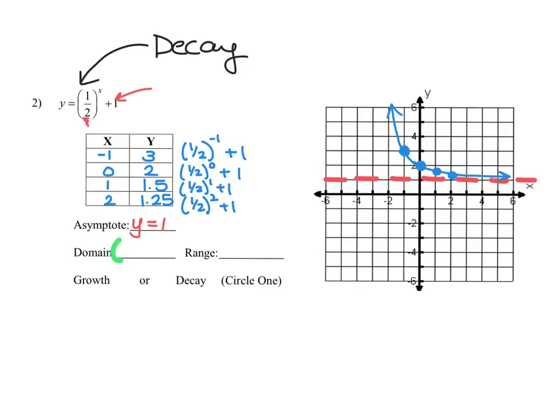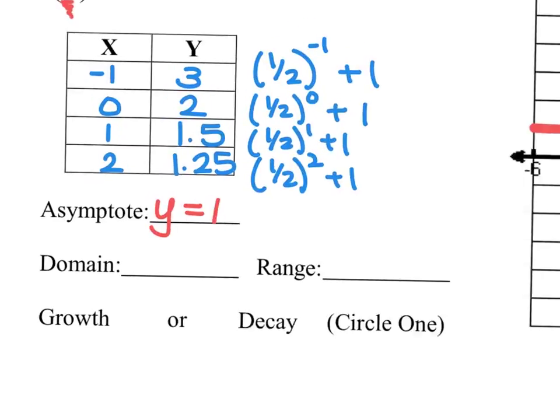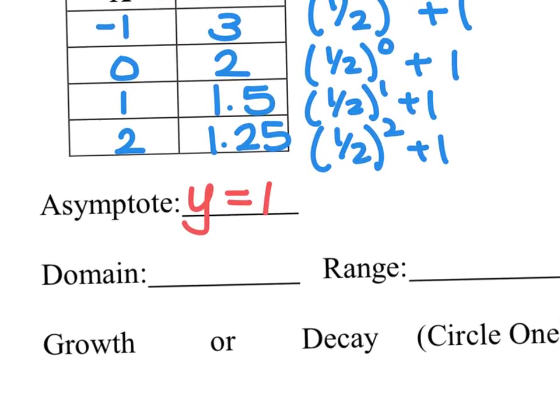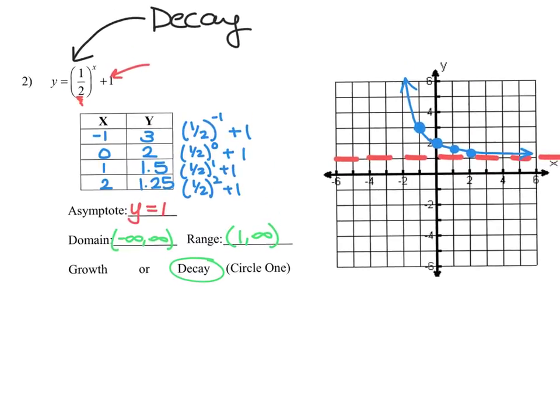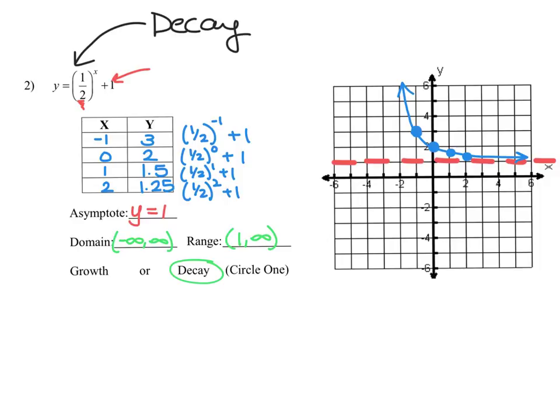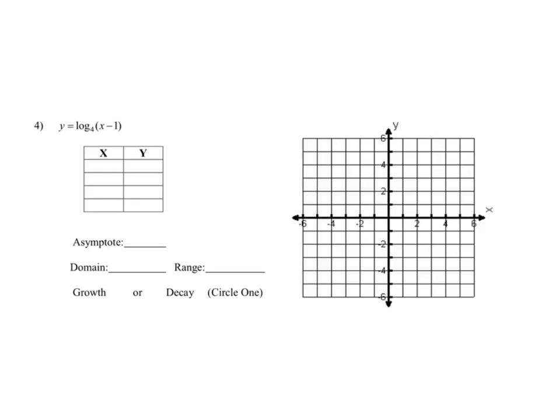And the domain, okay, so for all exponential problems, decay or growth, it doesn't matter, the domain is -infinity to positive infinity. And the range is bottoms up, which is going to be the asymptote to infinity. So this one's going to be 1 to infinity. This is a decay problem. Alright, so we're going to move on. That was number 2. Let's go to the next problem, the log graph.